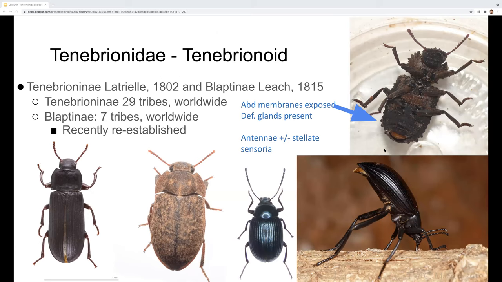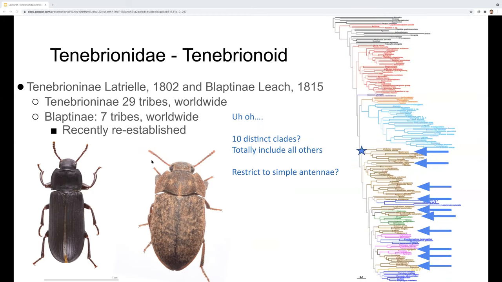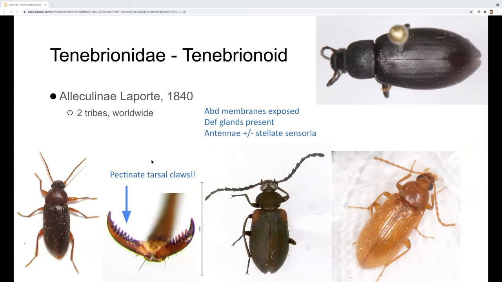They have exposed membranes between their ventrites, and they have defensive glands that we'll talk about more in a little bit. They also have these compound sensoria on the antennae, or not. They're kind of hard to characterize because, as you can see, they're definitely not monophyletic. In fact, they're paraphyletic with respect to all of the other Tenebrionidae branch subfamilies. So we're really going to have to restrict the definition of this subfamily eventually, maybe to things that have simple antennal sensilla, which we'll talk about soon.